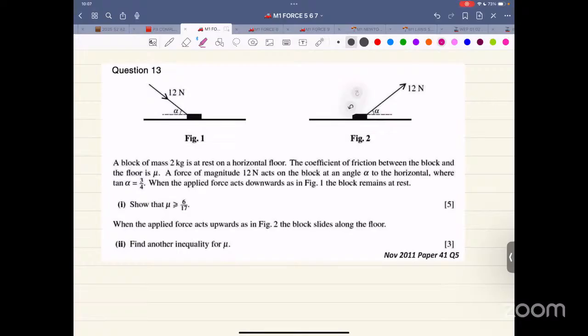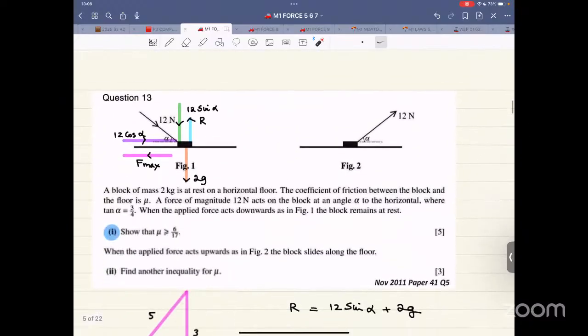Now over here, it says a block of mass 2 kg is at rest on a horizontal floor. So this is a horizontal floor. The coefficient of friction between the block and the floor is mu. A force of magnitude 12 Newton acts on the block at an angle alpha, where tan alpha is 3/4. This one is acting towards this, and this one is acting away from this. When the applied force acts downward, the block remains at rest. So we are talking about figure 1. Show that mu is greater than or equal to 6/17. When the applied force acts upwards, so this is like a push, this is like a pull, the block slides along the floor. Find another inequality for mu.